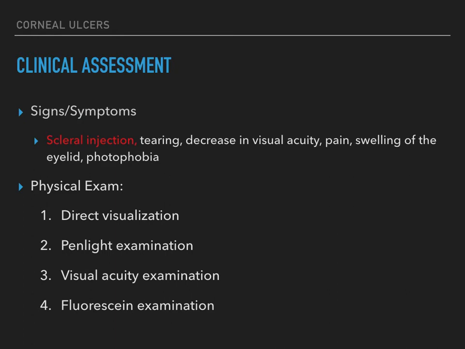On physical examination, a provider will first need to directly visualize the eye and then perform a pen light examination. The provider may see a hazy opacity on the cornea of the eye or a hypopyon, which is white cells in front of the lens. Then the provider will need to perform a visual acuity examination using a Snellen's chart. This allows the provider to see how decreased a patient's vision is, which can lead to poorer prognosis.